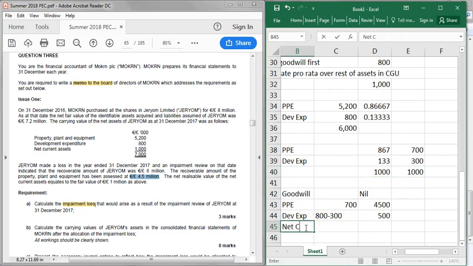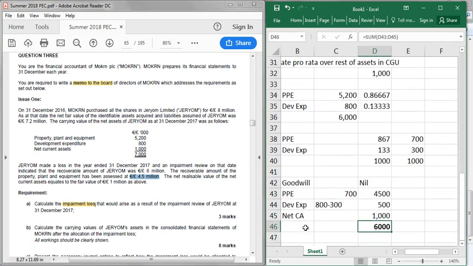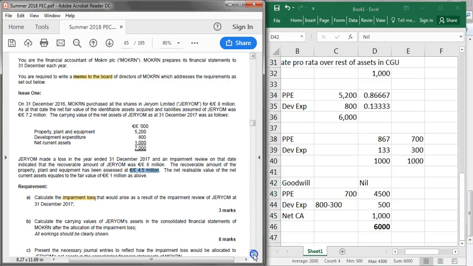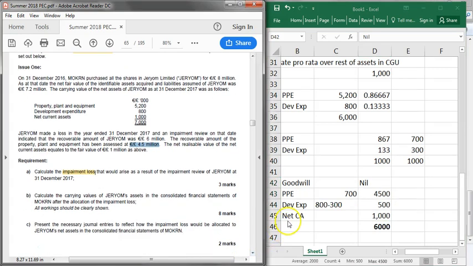And then your net current assets remain 1 million, because they can't be written down anymore. And that gives you your 6 million, which is your recoverable amount. So it's important that you give the examiner exactly what they asked. They wanted the carrying value of the assets. You have the carrying value now of the 4 separate assets. 8 marks. And your final one then, of course, is your journal entries.